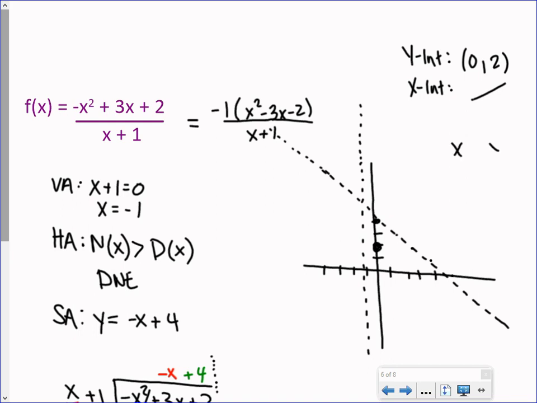I could do a little bit less work by just picking some nicer x's that I can plug into my numerator and my denominator.